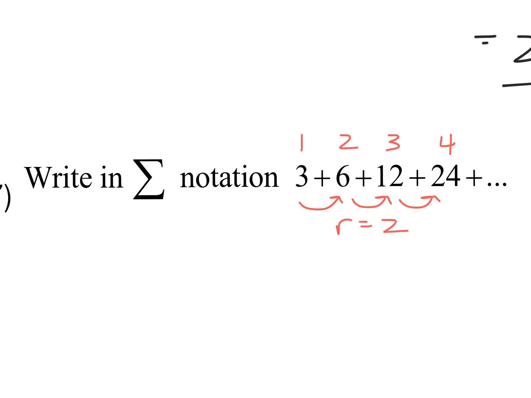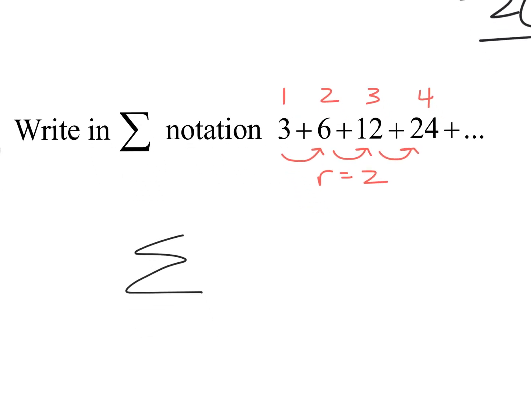So that's good to know. And the way that we're going to write this summation notation is you write this big sideways E thing. It means find the sum of all of the terms. And these are my n's up here. Remember, n means term number. So the first term is 3, the second term is 6, the third term is 12, etc.